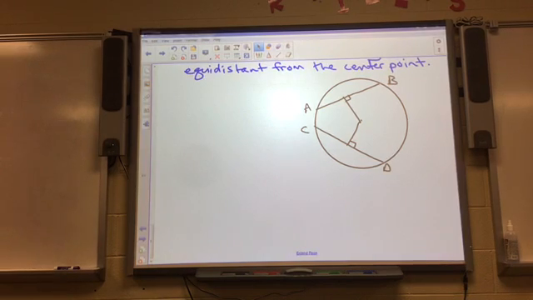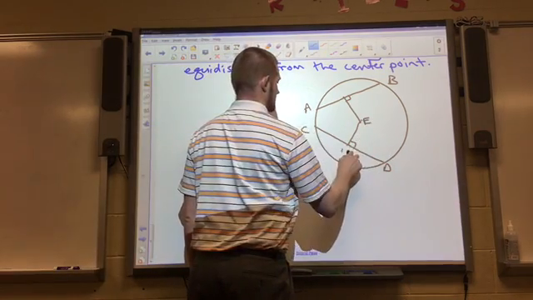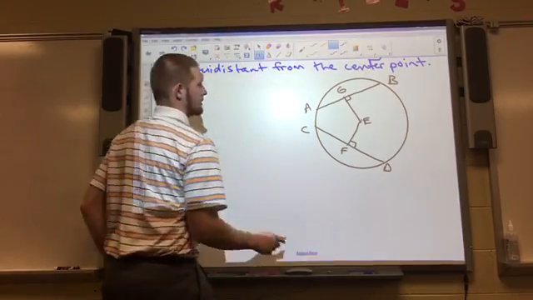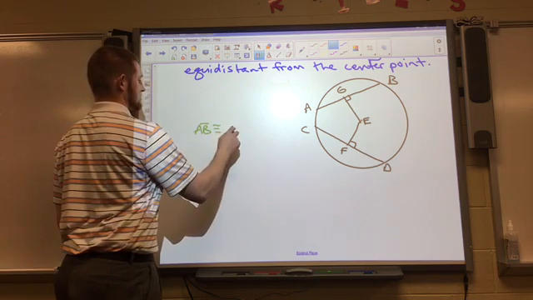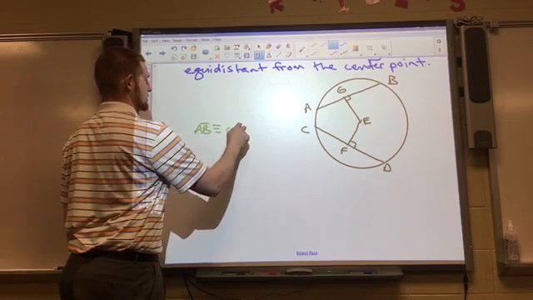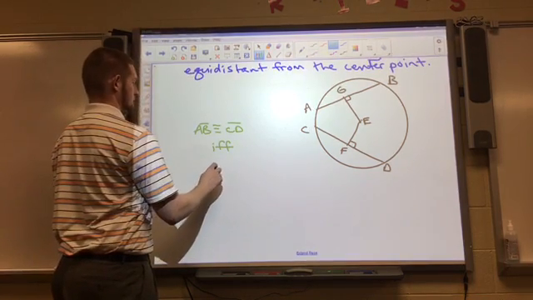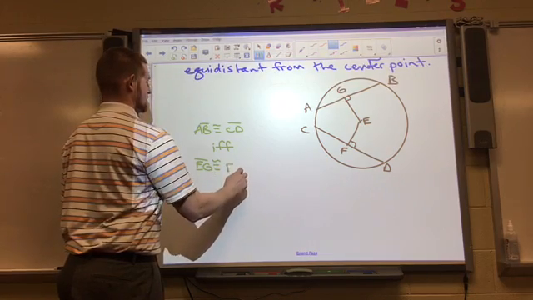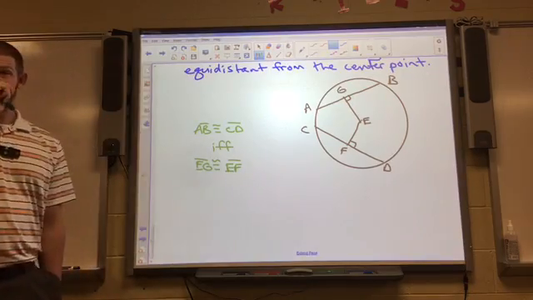Okay, so what they're saying is AB is congruent to CD if and only if EG is congruent to EF. Right? Okay.